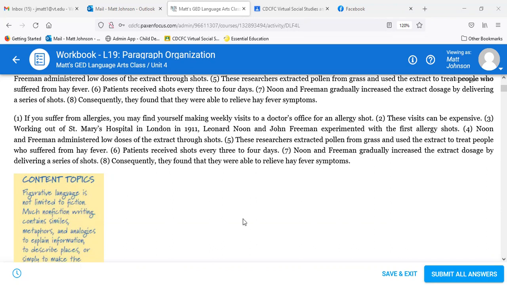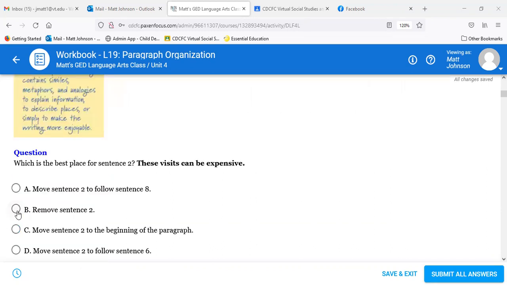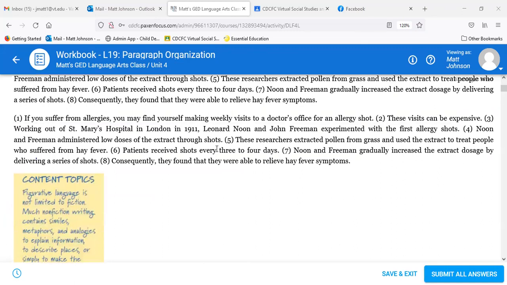I think remove this sentence. Yeah, good job. And that's something, if this was to appear on a test where you're given those different options, if one of the options is to remove the sentence, ask yourself, does that sentence make sense in this paragraph? Right off the bat, we're talking about allergies. You may find yourself making weekly visits to a doctor's office for an allergy shot. Now, these visits can be expensive.